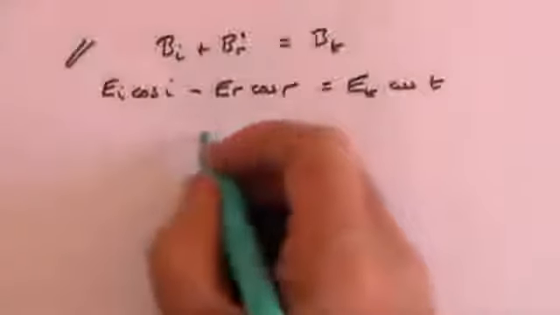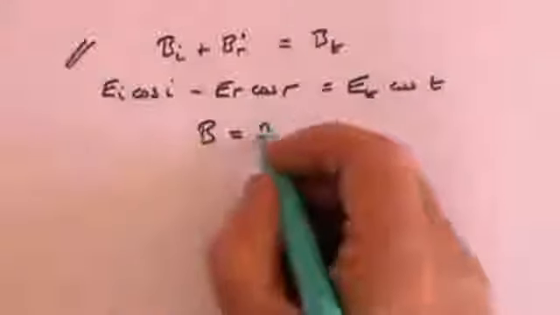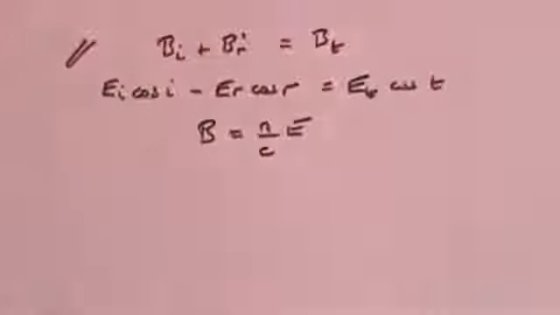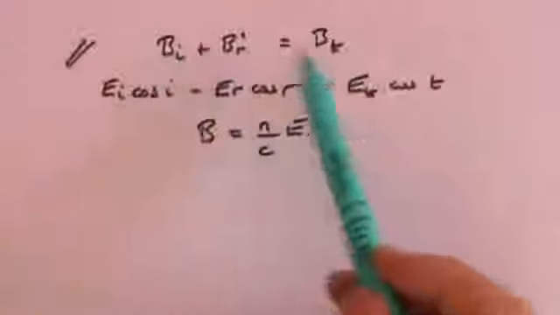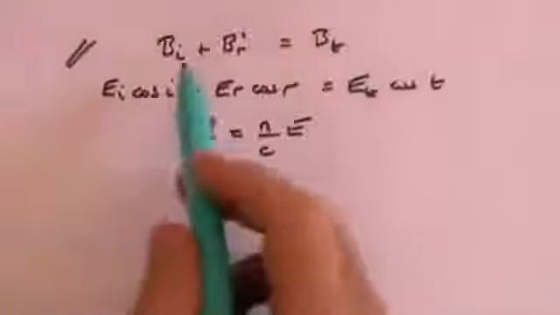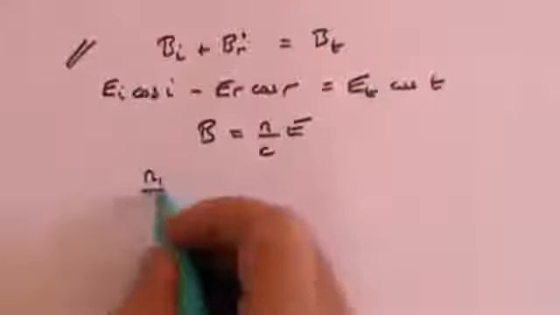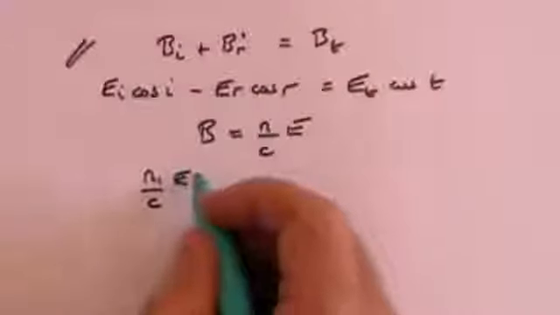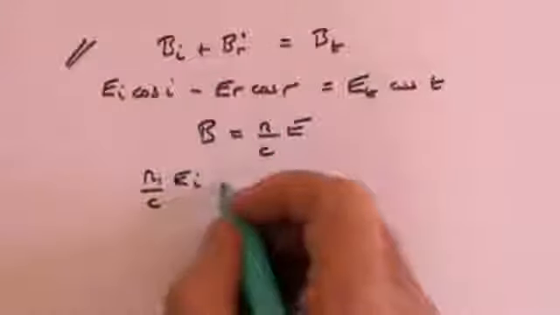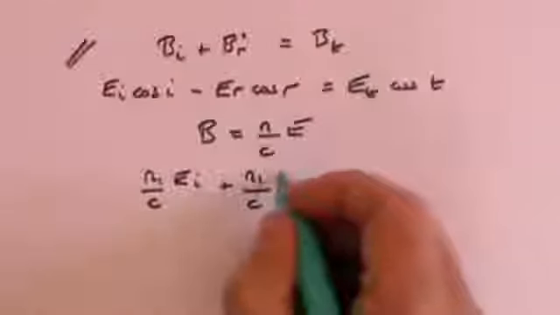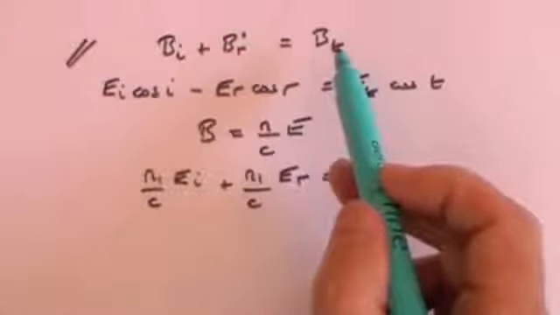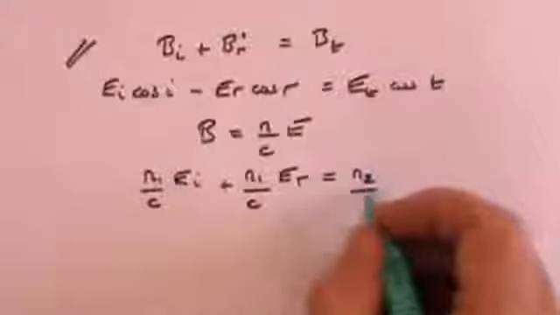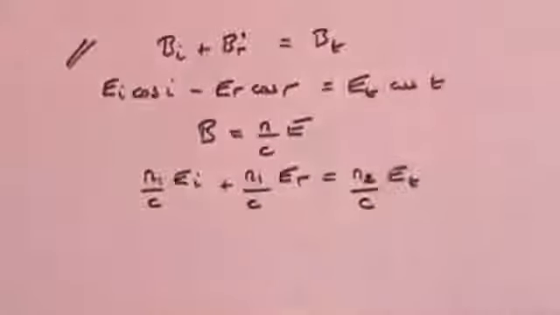And once again, we remind ourselves that B is equal to N over C times E. And I'm going to substitute for B, N over C times E, in this formula here. So, since we're in medium 1, I'm going to get N1 over C times EI. That's this term here. Plus, we're still in medium 1, so it's N1 over C times ER equals, once we get into the refracted wave, we're in medium 2, so that's now going to be N2 over C times ET. The C's, of course, just cancel, so that's no problem.